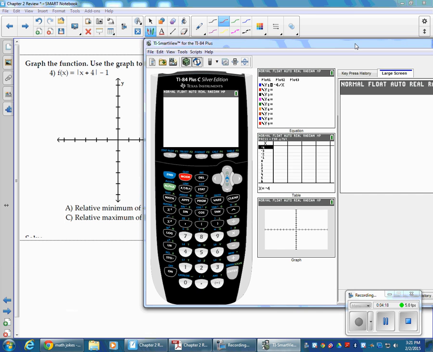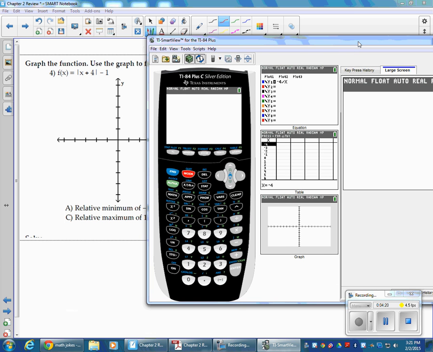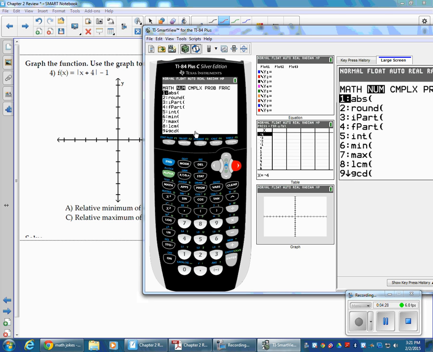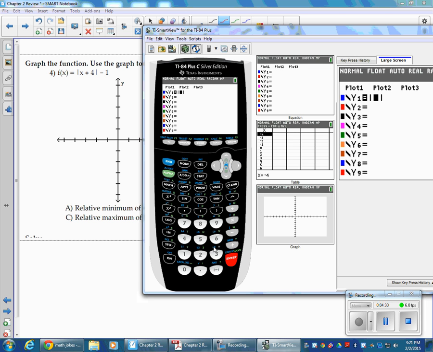They want me to graph f of x equals the absolute value of x plus 4, minus 1. So I'm going to go to y equals. To graph absolute value, that's math. Go over to number. First thing you'll see is absolute value. You can also get it in the catalog if you need it that way. Absolute value of x plus 4 minus 1. I'm going to graph that.